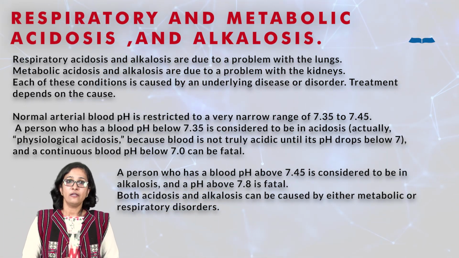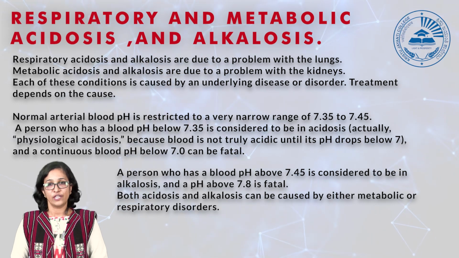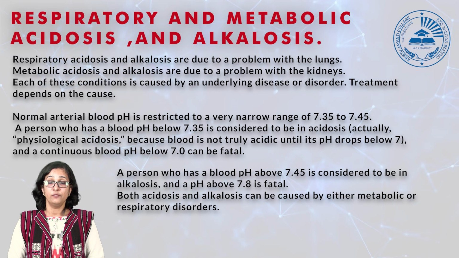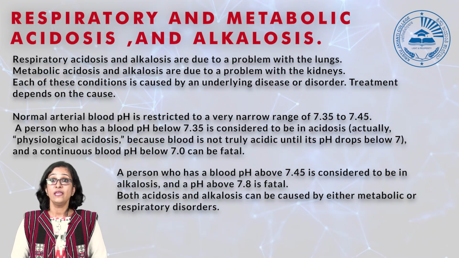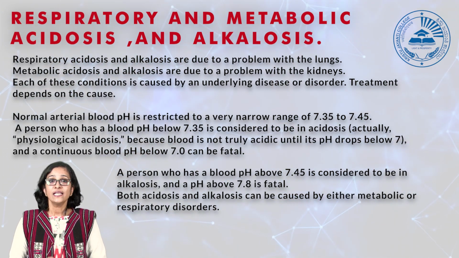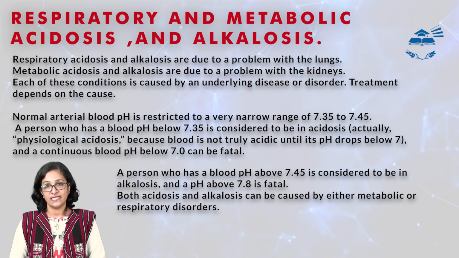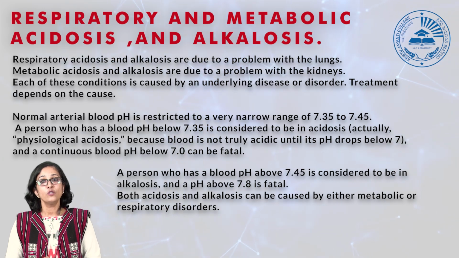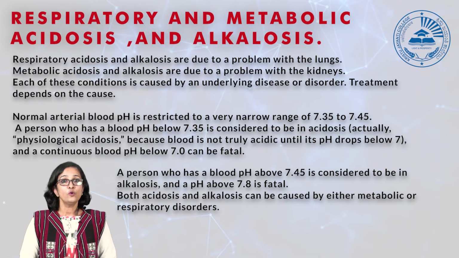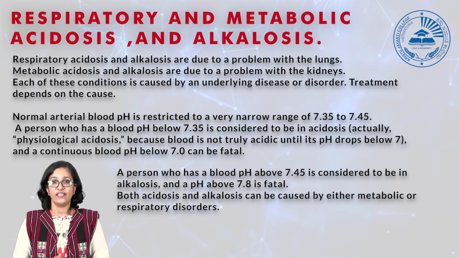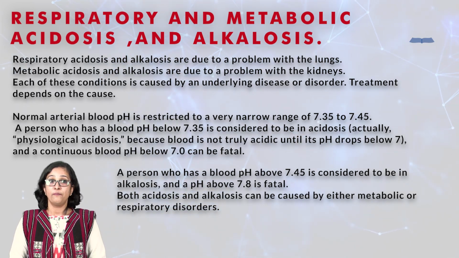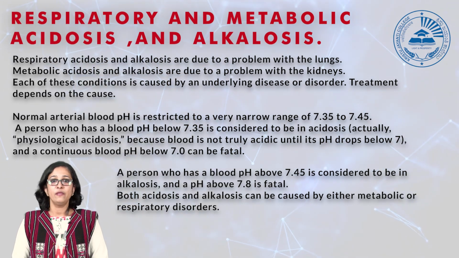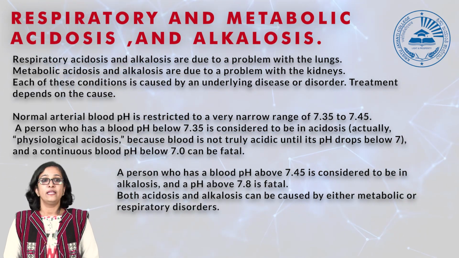Normal arterial blood pH is restricted to a very narrow range of 7.35 to 7.45. A person who has a blood pH below 7.35 is considered to be in acidosis, actually physiological acidosis, because blood is not truly acidic until its pH drops below 7. And a continuous blood pH below 7 can be fatal. A person who has a blood pH above 7.45 is considered to be in alkalosis, and a pH above 7.8 is fatal. Both acidosis and alkalosis can be caused by either metabolic or respiratory disorders.